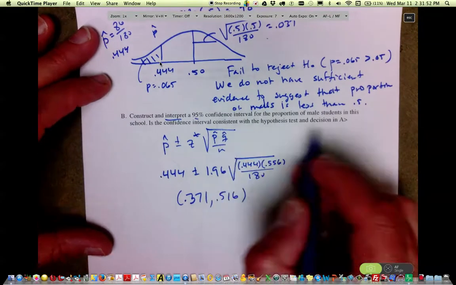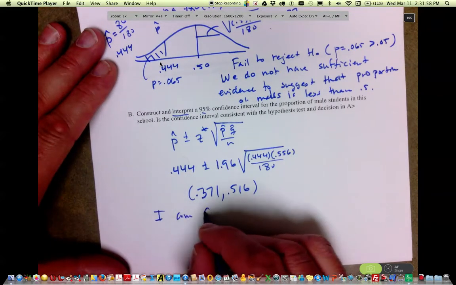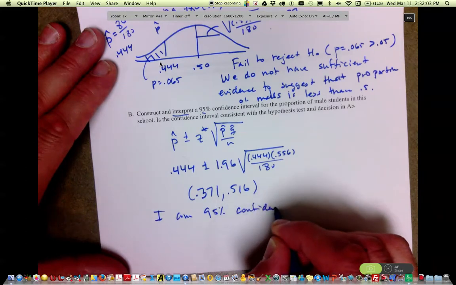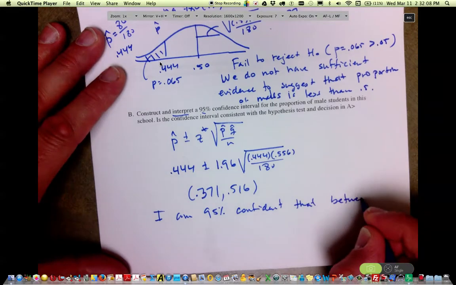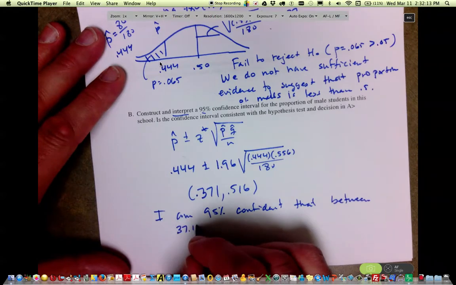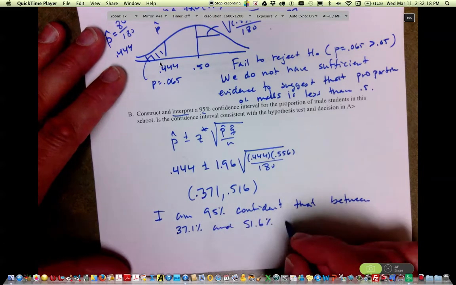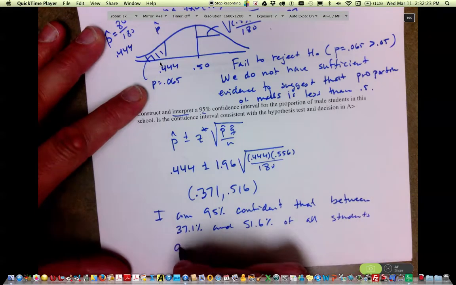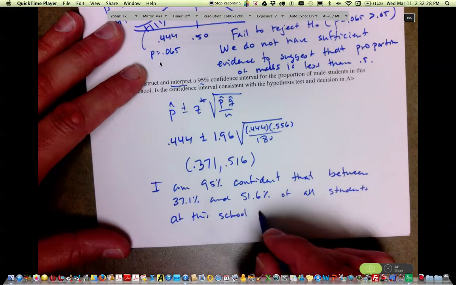Then we interpret. The interpretation is: I am 95% confident that between 37.1% and 51.6% of all students at this school are male.